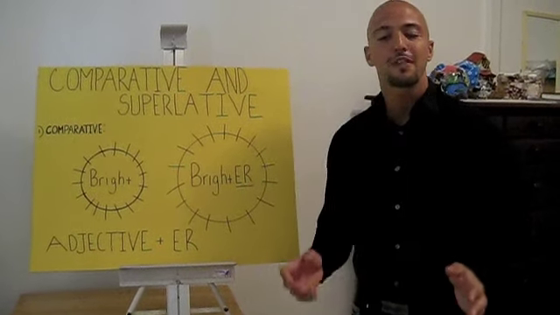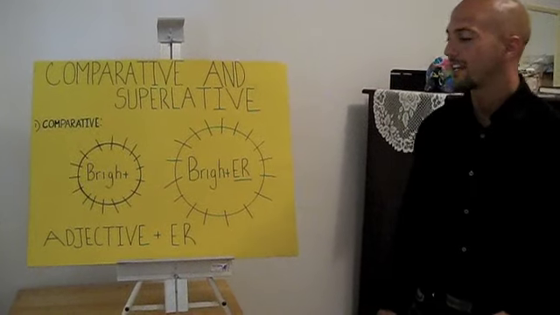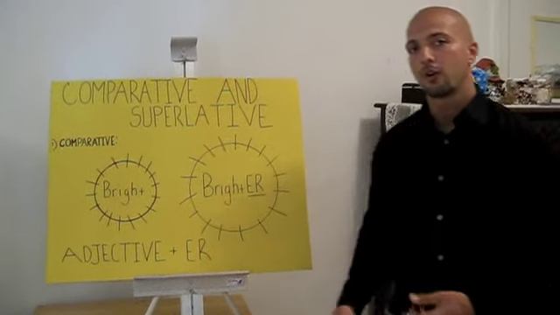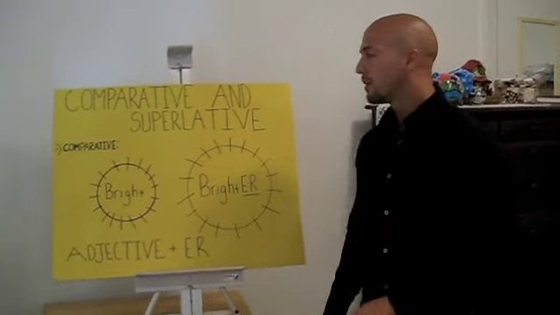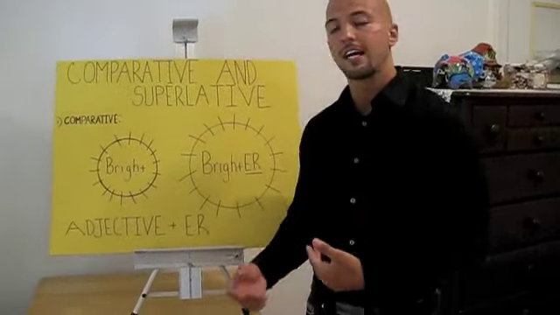Can anyone tell me what an adjective is? A word that describes something? Right. An adjective is a word that describes a noun, or as we say in English, modifies a noun. So the comparative and superlative are used to express differences in adjectives.